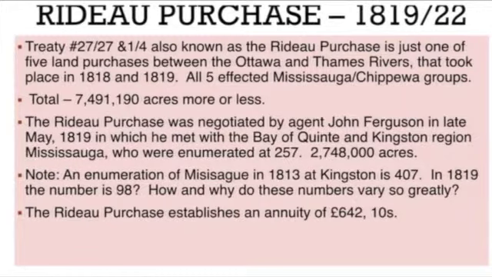In 1819, 257 men, women, and children were enumerated. In 1813 at Kingston, there were greater numbers enumerated, 407. There are some conflicting numbers on that, which I discussed with a friend of mine at Queen's. 257, and then the 407 just 6 years before. My question is, how do these numbers vary so greatly?